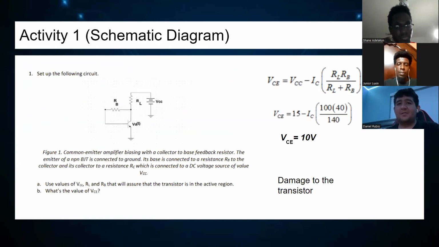This is activity 1, the schematic diagram, where we have the VCC source going through the RL resistor, and then through the RB resistor, giving us a circuit connected to ground. In this question, we have the values of VCC, RL, and RB, and we're going to find the value of VCE. According to this formula, we find the value of 10 volts.